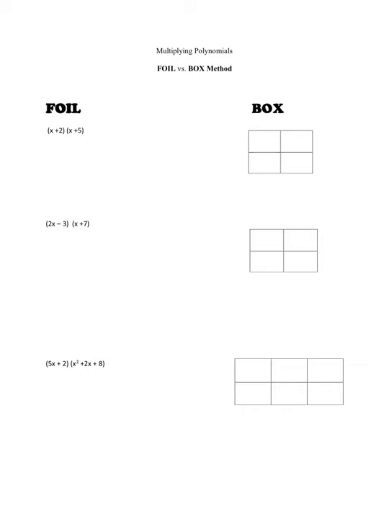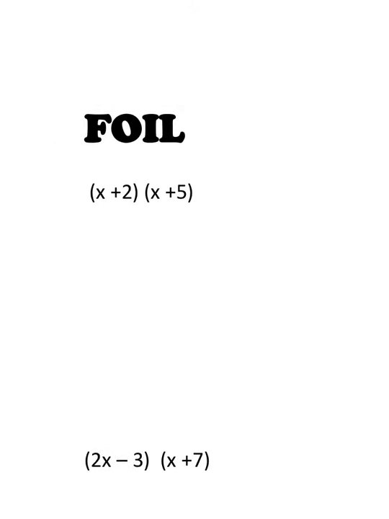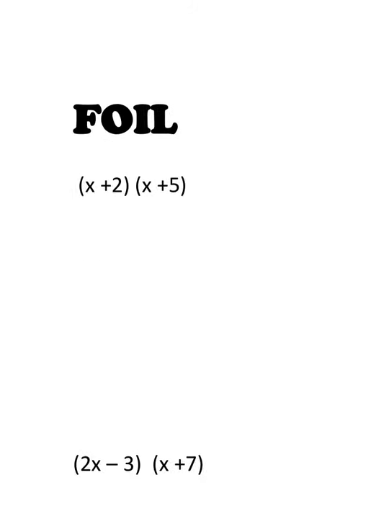But once you get into multiplying polynomials more than just a binomial, it can get a little bit tricky. You can do it, and if you prefer it, that's great. But I'm going to show you a box method also. But let's start with the FOIL method. So let's remind ourselves what FOIL stands for.